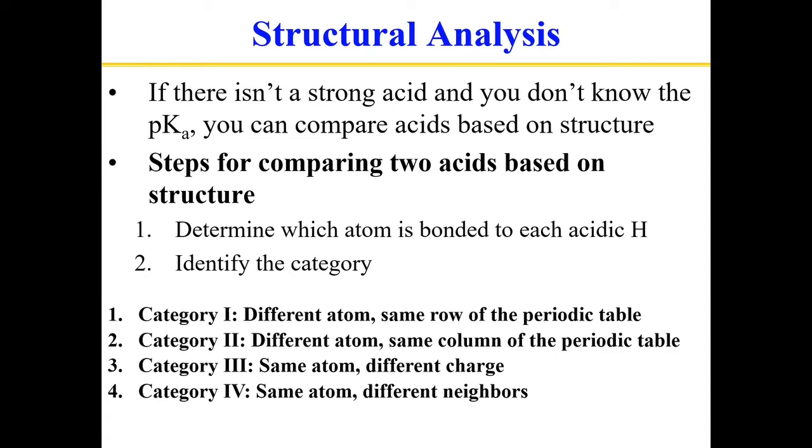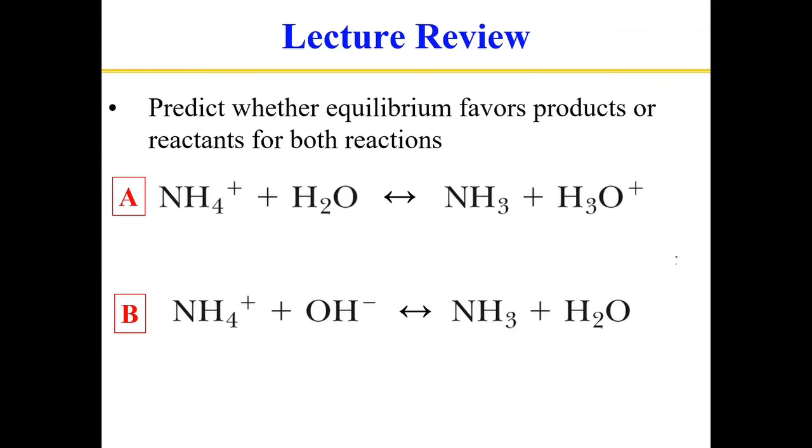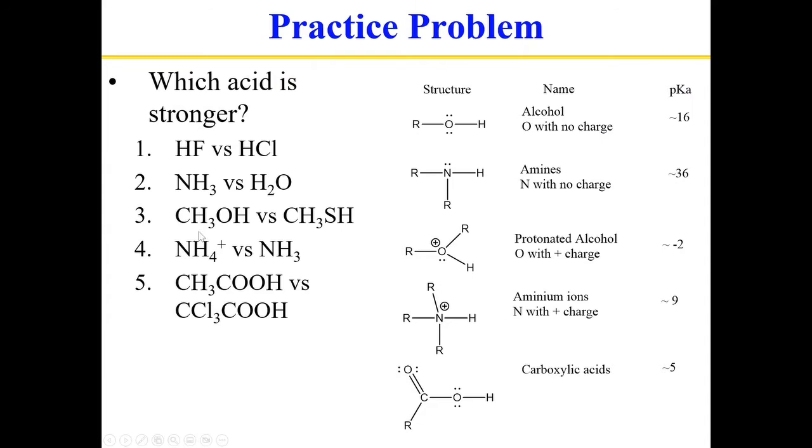Once we've identified the atom that's bonded to the specific acidic hydrogen in each of your two acids, then we're going to break it down into categories. So let's go back and see how this applies to the practice problem right here. Let's talk about this compound. This is CH3OH versus CH3SH. We want to know which of these two is the most acidic.